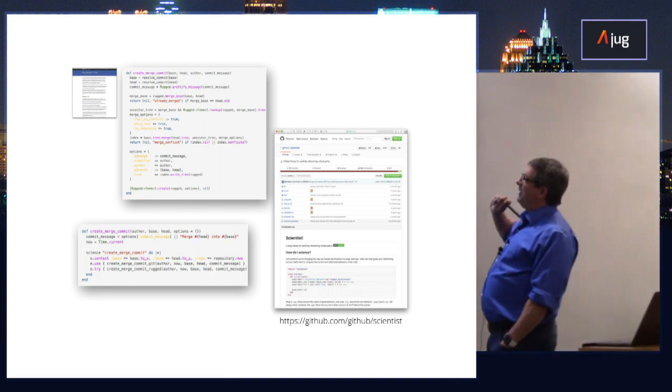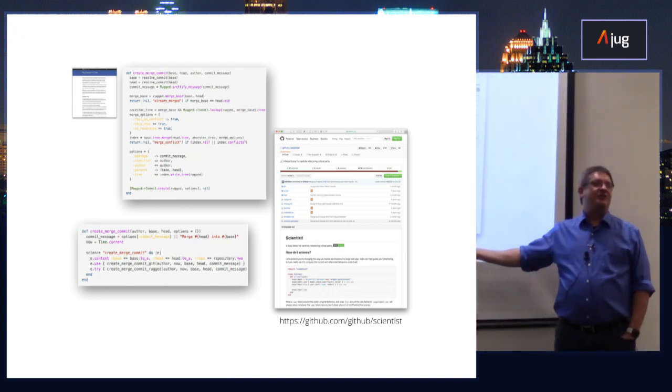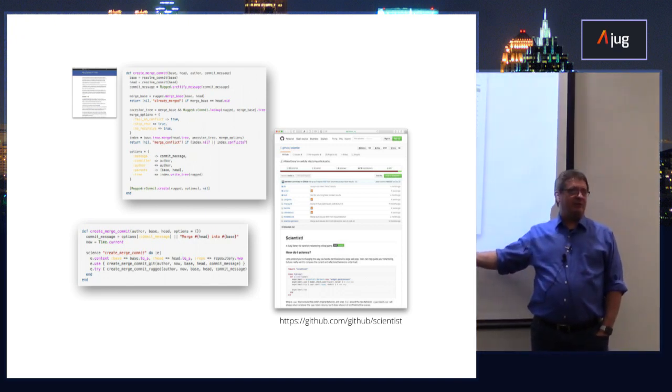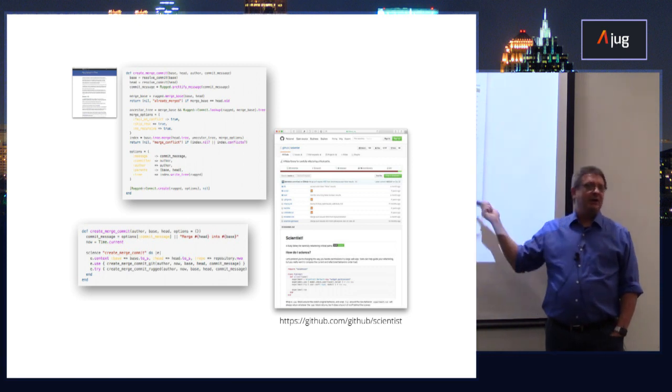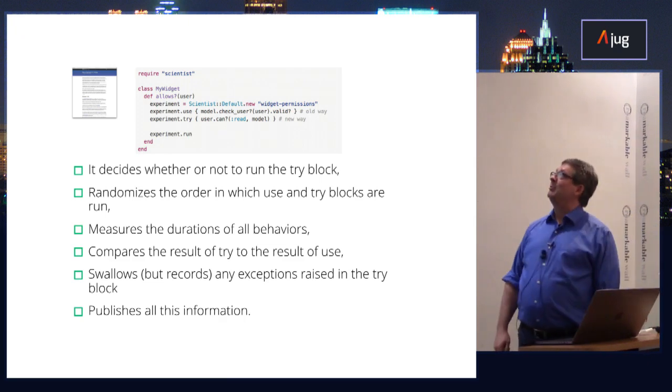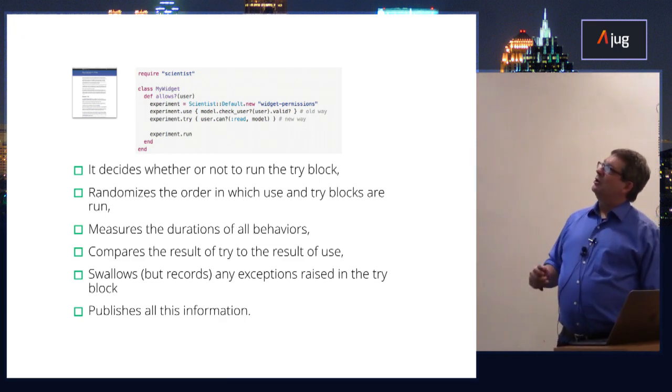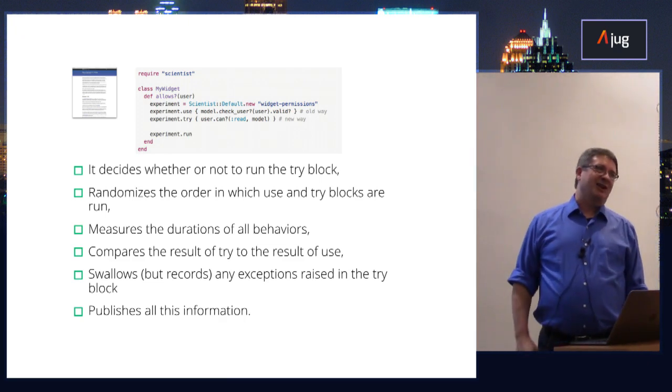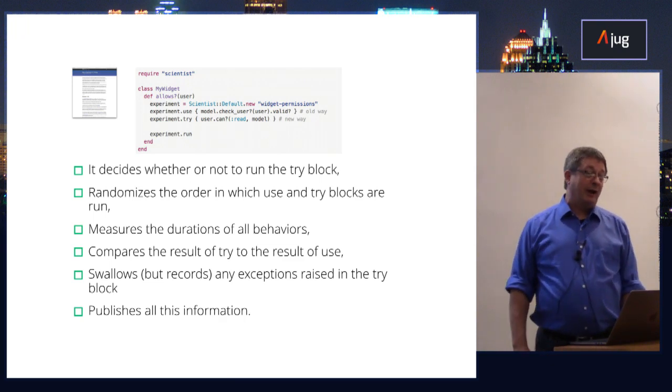If you go to the Scientist page, there's a port in about a dozen different languages, including Java and a bunch of .NET languages. And here's what Scientist does. You create an experiment block in Scientist where use is the old way we used to do it and try is the new way we're trying out.